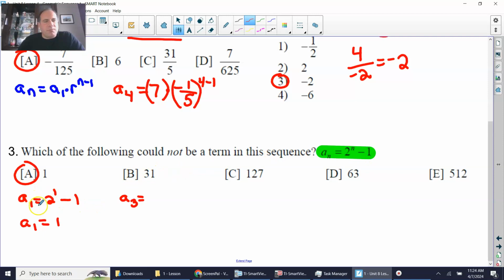So I substituted 1 in. It's 2 to the first power minus 1. 2 to the first power is 2. 2 minus 1 is 1. That could work, but they're looking for one that could not be a term, so this works and it cancels out. Now you just remember, 2 to what power minus 1 has to equal 31 for B to work.